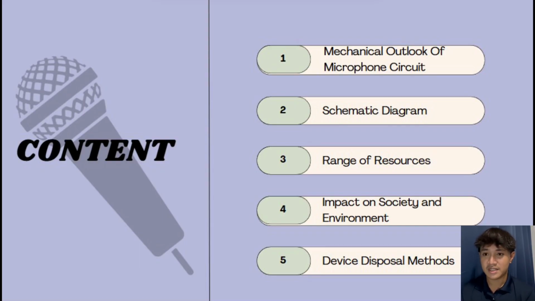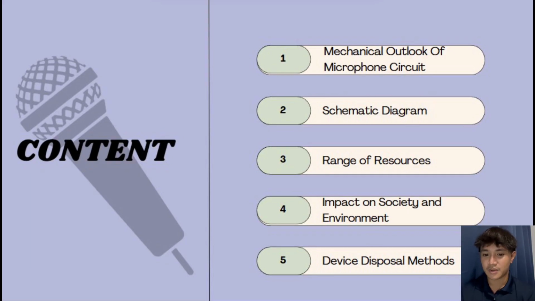So our discussion today will be divided into 5 key sections. The first one is mechanical outlook of the microphone circuit. The second one is the schematic diagram. The third one is a range of resources. The fourth one is impact on society and environment. And the last one is device disposal methods.